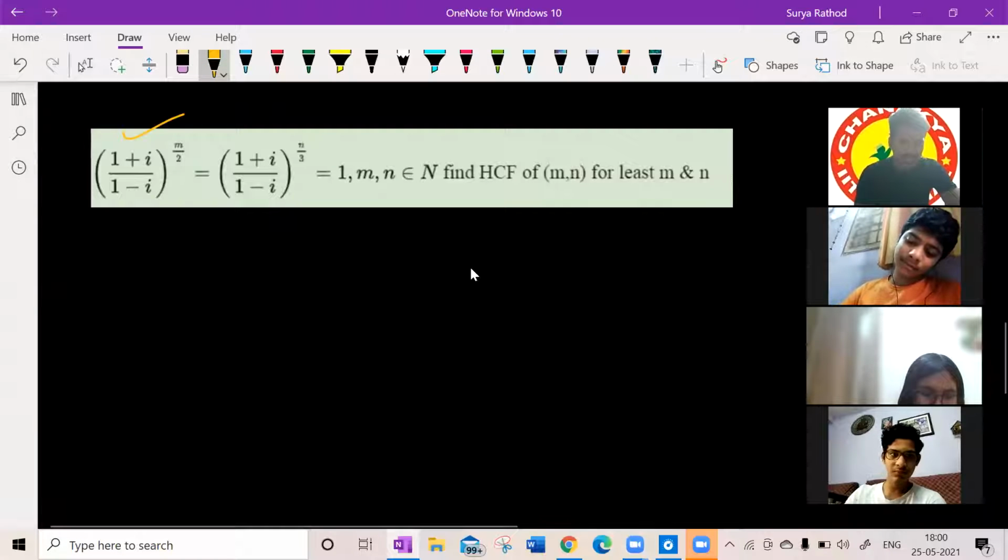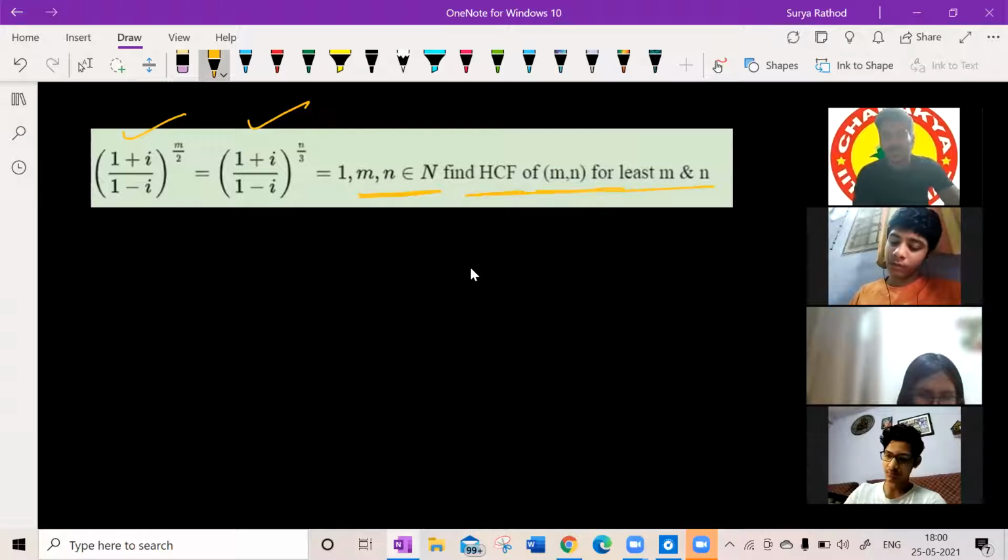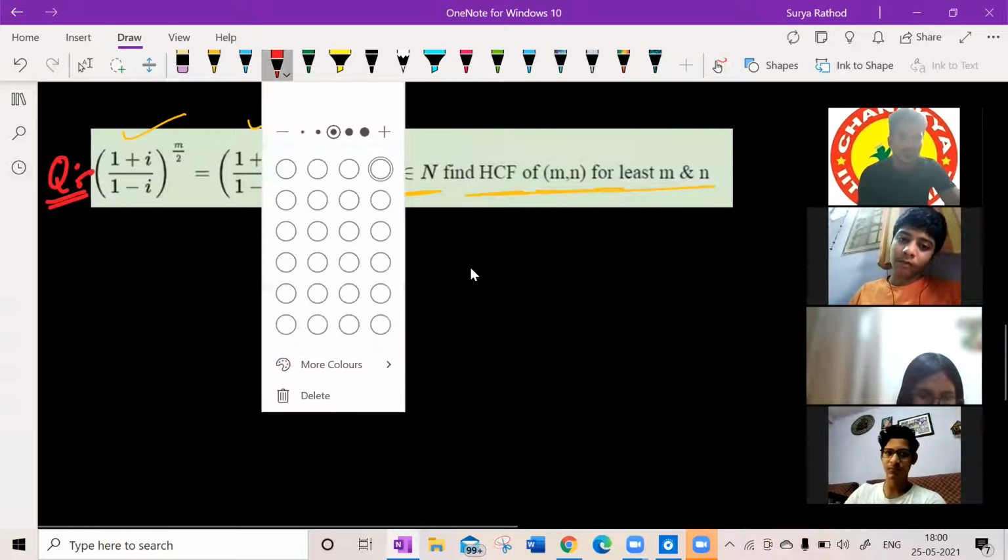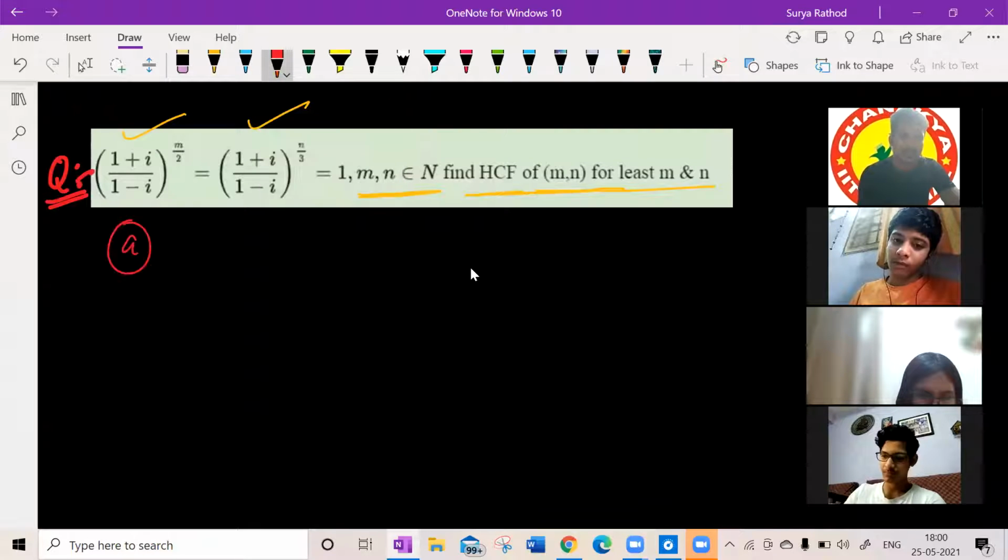((1 + i)/(1 - i))^(m/2) = ((1 + i)/(1 - i))^(n/3) = 1, where m, n belong to natural numbers. Find the HCF of m, n for least values of m and n. Let me give the options. First let us solve, then I'll give. Very simple question, solve this.